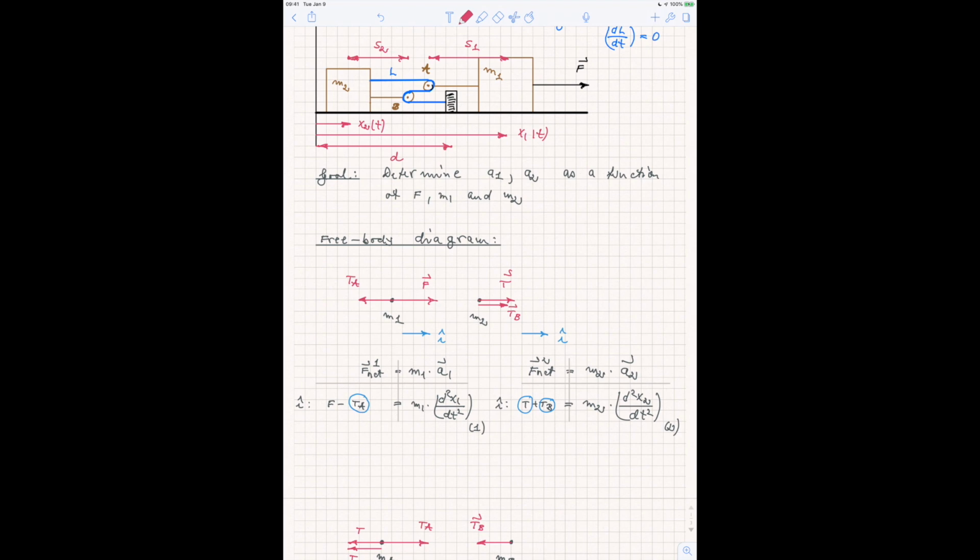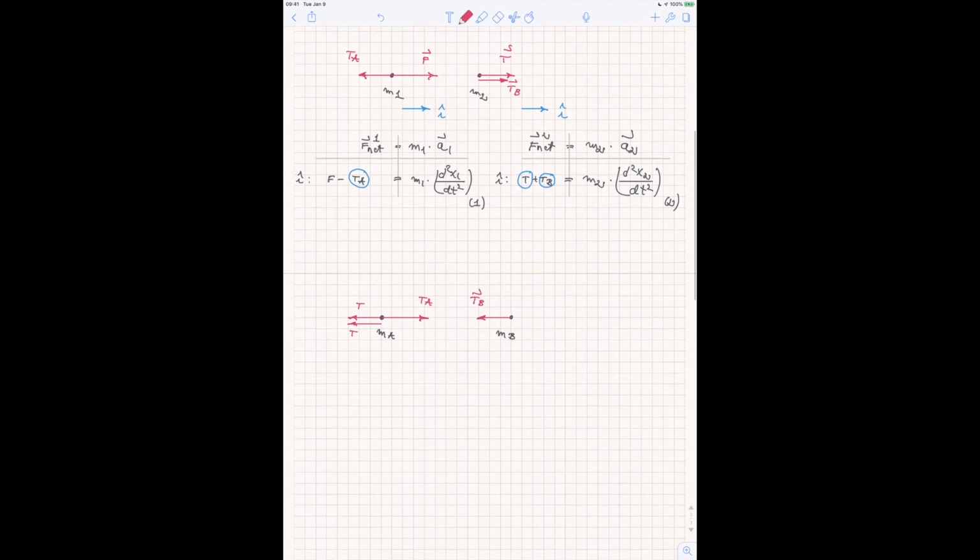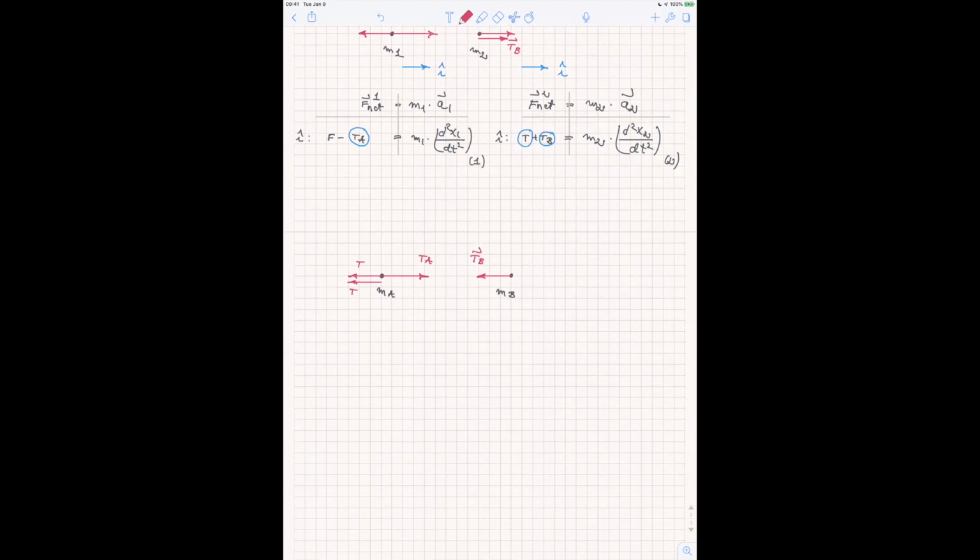The tension on the top of pulley A, between pulley A and pulley B, and then on the bottom of pulley B, all those tensions are identical. So you have here as well tension T and tension T here. Let me draw it like this.